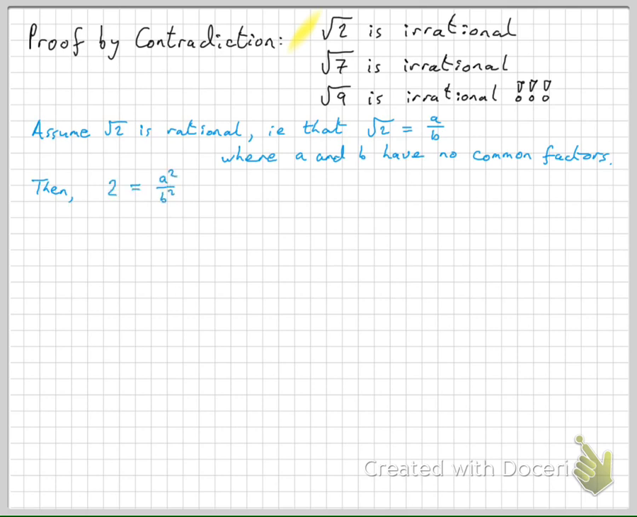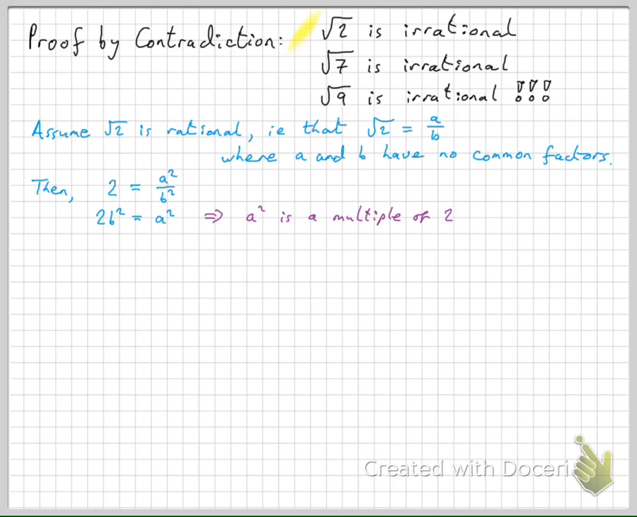Okay, we're going to square both sides of our assumption here. So 2 therefore equals a squared over b squared. I'm then going to move the b squared upstairs, so times both sides of the equation by b squared. And we have this. Now, this is saying a squared is 2 times b squared, and therefore a squared must be even. Simple as that. So we deduce that a squared is even, or a multiple of 2.